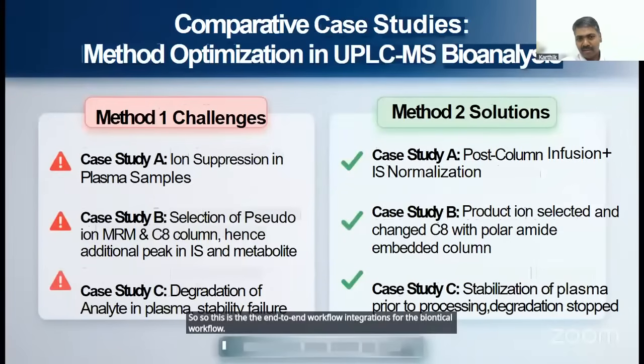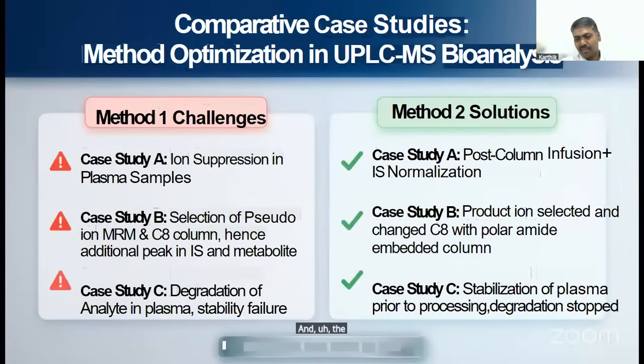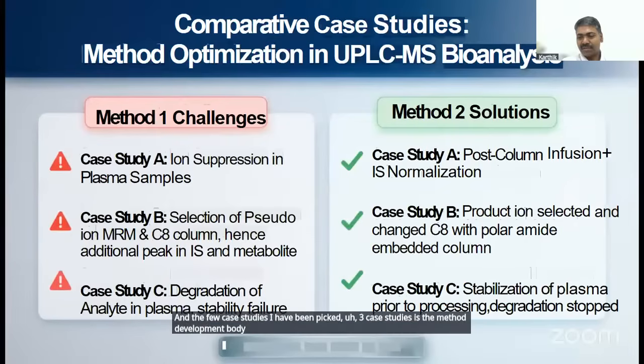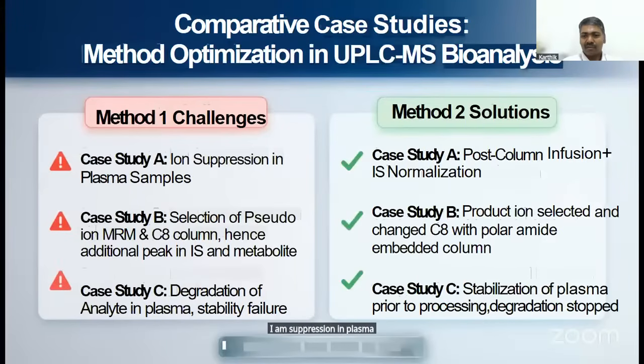And I have picked a few case studies, 3 case studies on method development: what was done, at which stages we faced some problems, and how we rectified them. So for each method, 3 cases have been taken. One case is ion suppression in plasma. For that, the solution is post-column infusion and IS normalization.